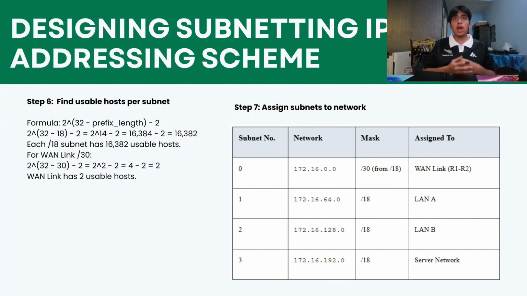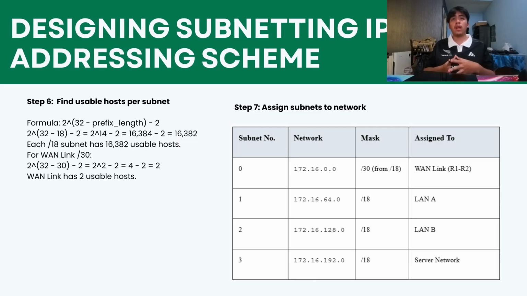Step 7, we need to assign the subnets to the network. So we have 4 subnets. Subnet number 0, the address will be 172.16.0.0. The mask is /30 from /18, and it will be assigned to one link, which is the R1 and R2. And for the second subnet, subnet number 1, the address will be 172.16.64.0, and the mask will be /18, and it will be assigned to LAN A.